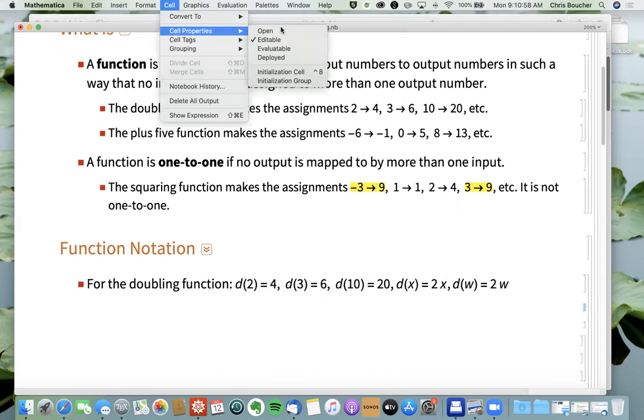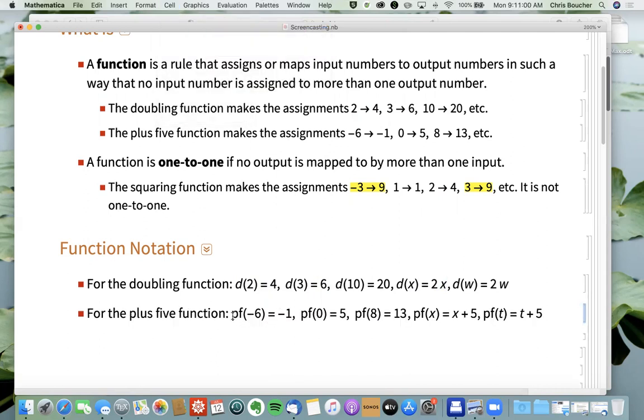For the +5 function, I think that comes next. Maybe we'll call it PF for +5, or you can use whatever symbol you want to denote a function. +5 of -6 is -1, +5 of 0 is 5, and so forth. And here the formula is +5 of X is X plus 5.